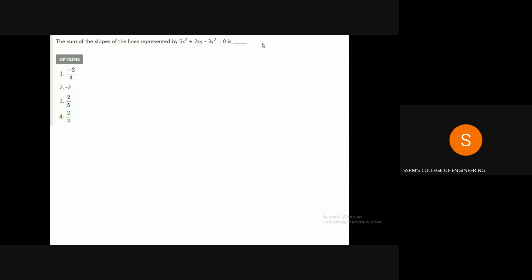Next question. See this. The sum of slopes, what is given? Sum of slopes of the lines represented by 5x square plus 2xy minus 3y square is equal to 0. See this again. The lines representation is given, right? We saw in the last example, what is the standard equation of joint lines?